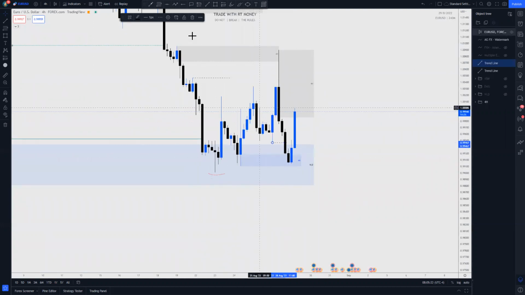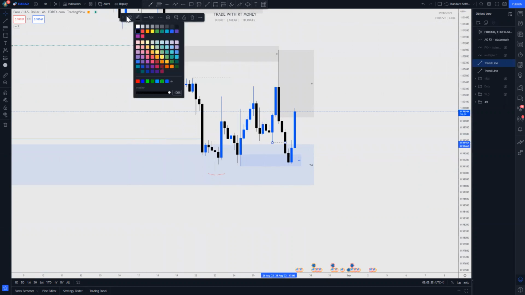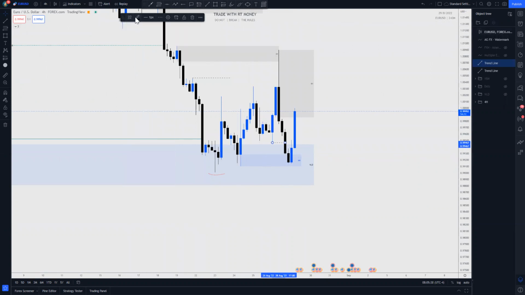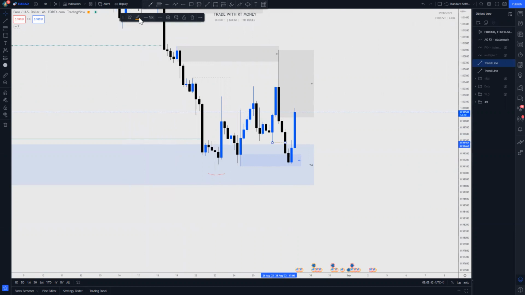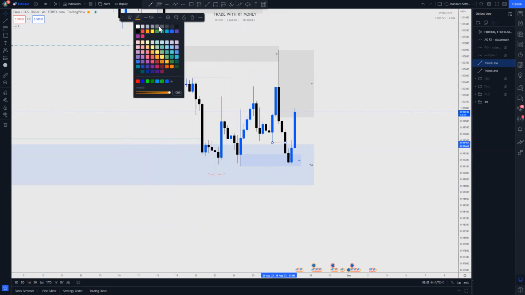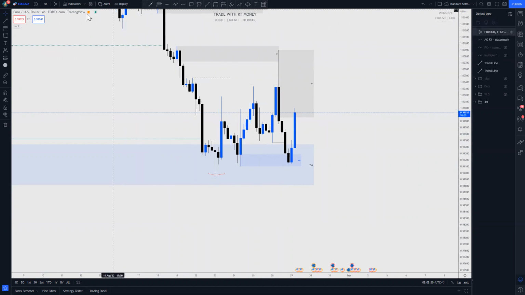When you see that internal break of structure to the downside, let me mark that. I'm going to mark it right here, and we'll change the color here. All right, so let's go to the 15.